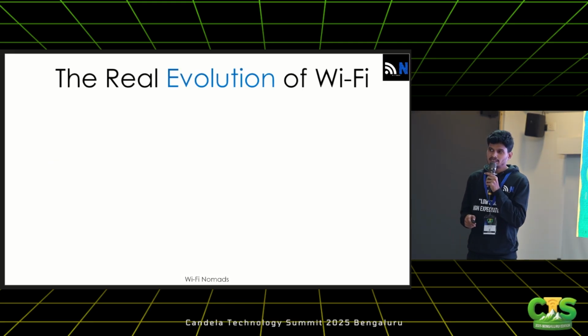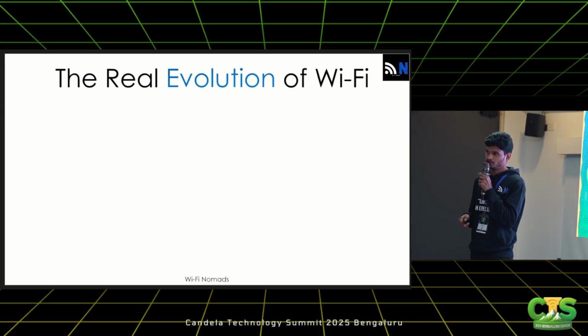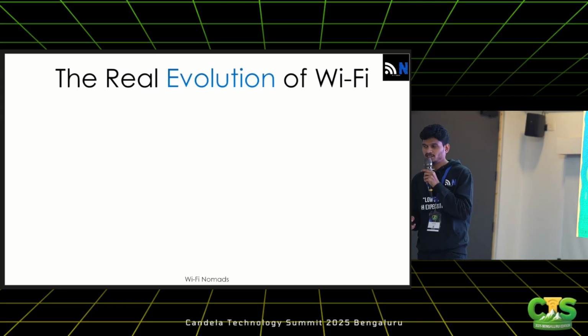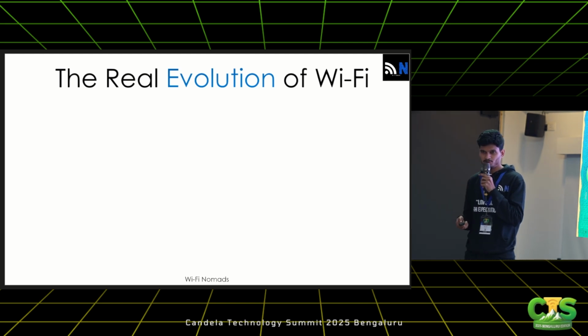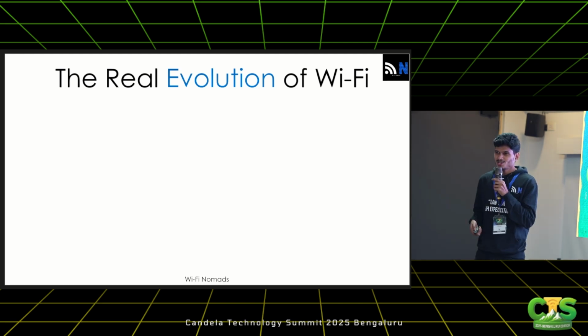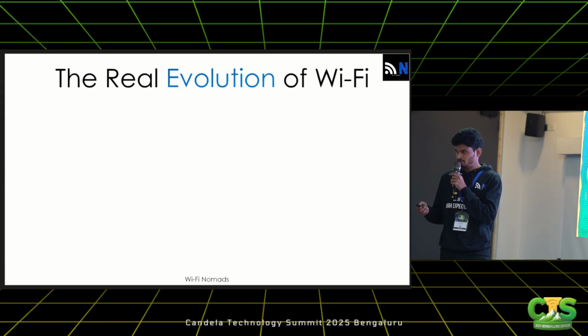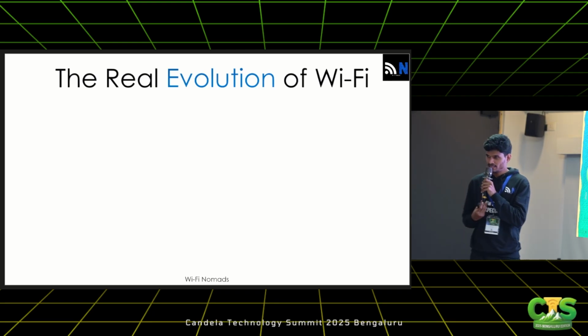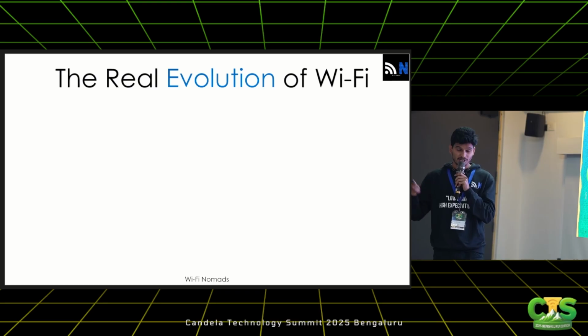So when we say evolution of Wi-Fi, we talk about the features. 11n gave us aggregation, 11ac gave us that feature, or AX gave us OFDMA and all, right? So why do we need all these features, all these evolutions? To save some time, really.